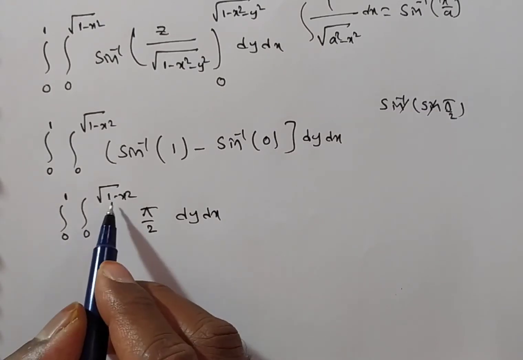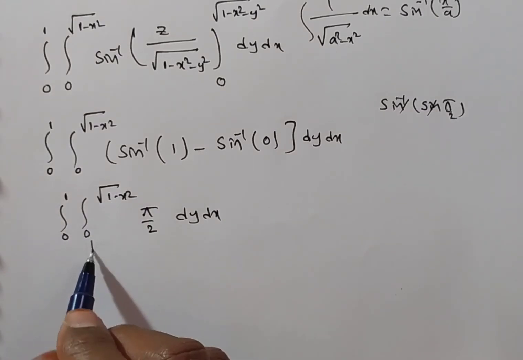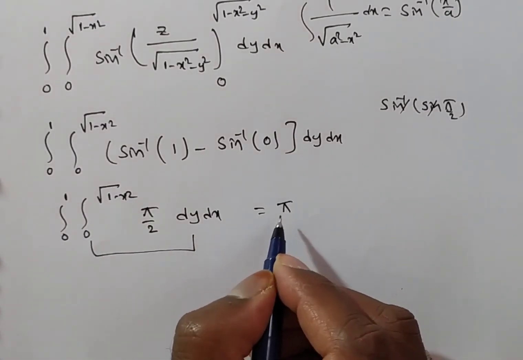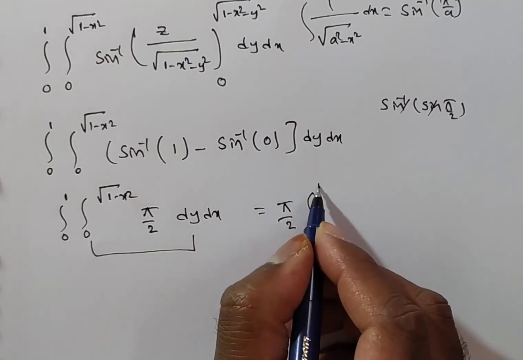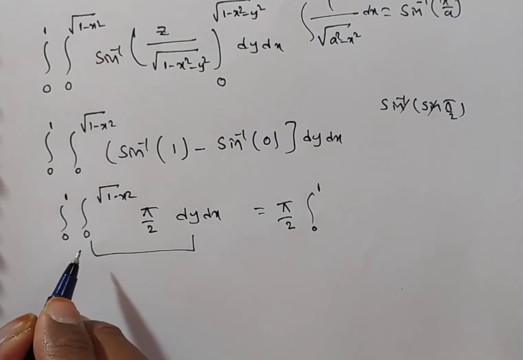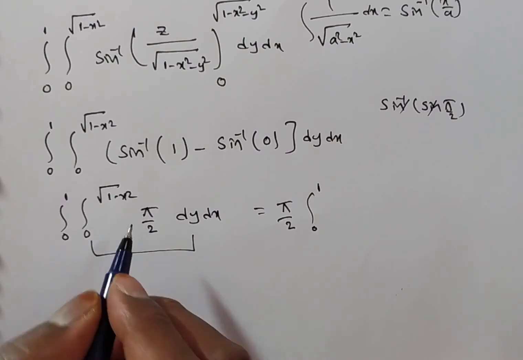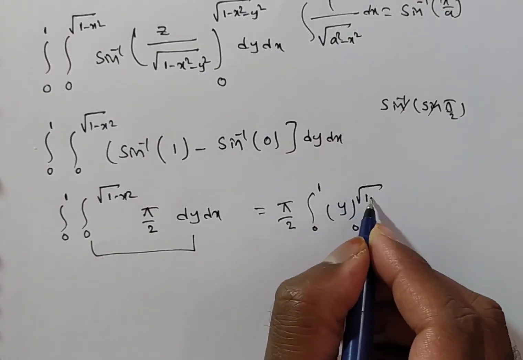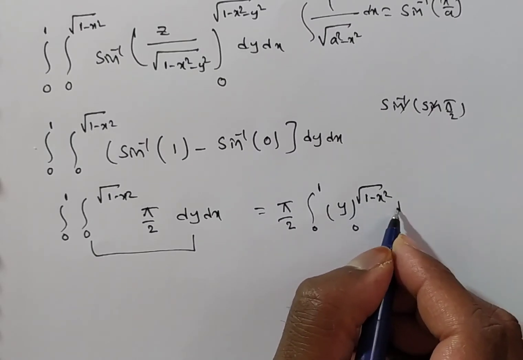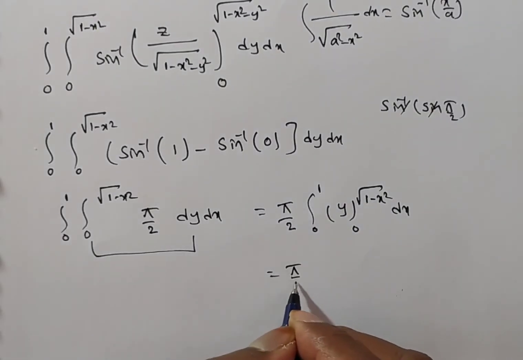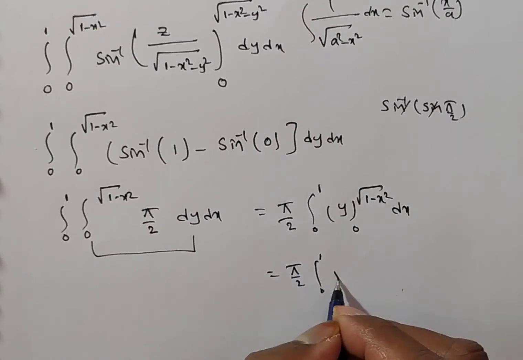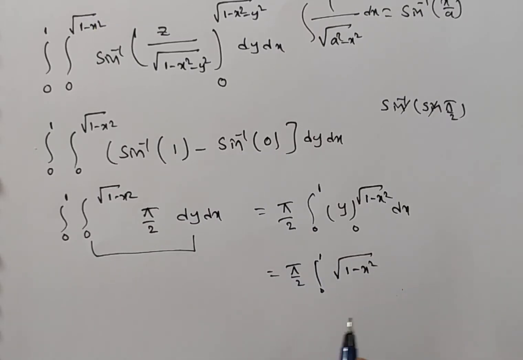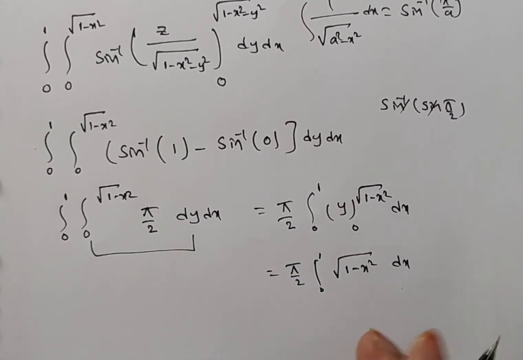Next, which one do you have to integrate with respect to, x or y? Here y is a function of x, so first you have to integrate with respect to y. Pi by 2 is a constant, so I am writing it outside. Integral from 0 to 1, I am integrating with respect to y. What is the integrand here? You have 1. The integration of 1 with respect to y is y, with limits from 0 to square root of 1 minus x square, into dx. Pi by 2, integral from 0 to 1. The upper limit is square root of 1 minus x square. The lower limit is 0, so no need to write that.